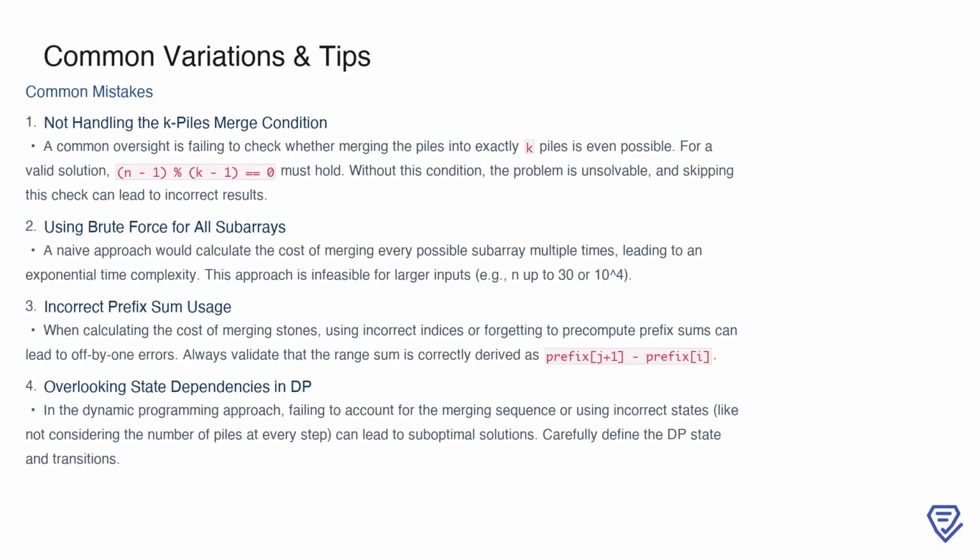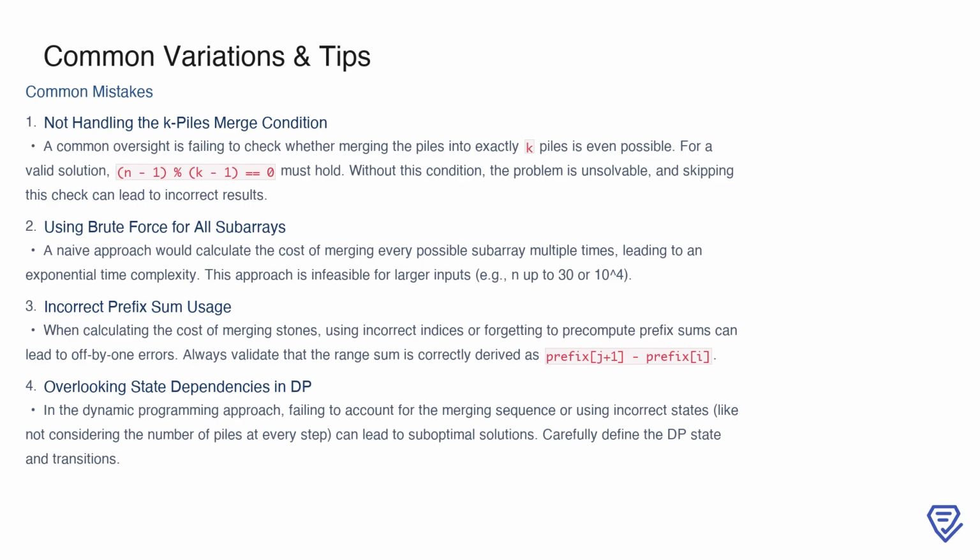Now, let's look at some common mistakes encountered in solving this problem. First, it's crucial to handle the k-piles merge condition properly. A common mistake is skipping the check to ensure that merging the piles into exactly k piles is even feasible. Remember, for a valid solution, the condition (n - 1) % (k - 1) = 0 must be satisfied. If not, the problem is unsolvable, and failing to account for this can lead to incorrect answers.